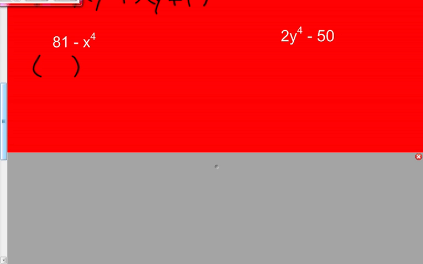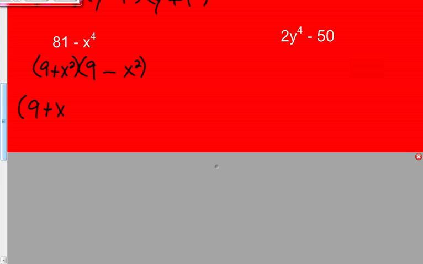Start out here. 81 is a perfect square, breaks to 9 and 9. x to the fourth breaks to x squared and x squared. One's positive, one's negative. Now look and see, do you have anything left to factor? Is this a difference of squares? And it is, because 9 is a perfect square, so is x squared. So let's go one step further.